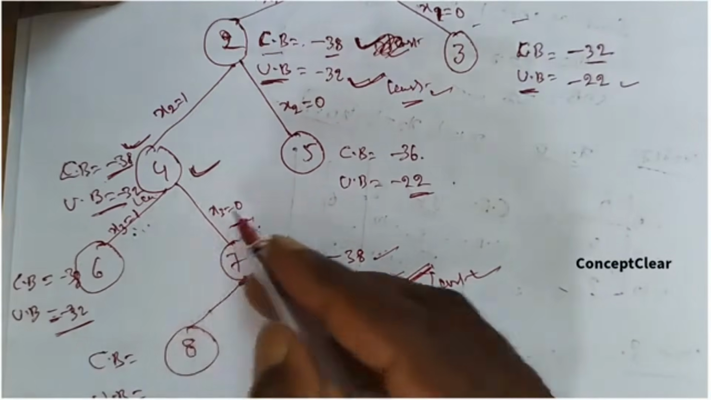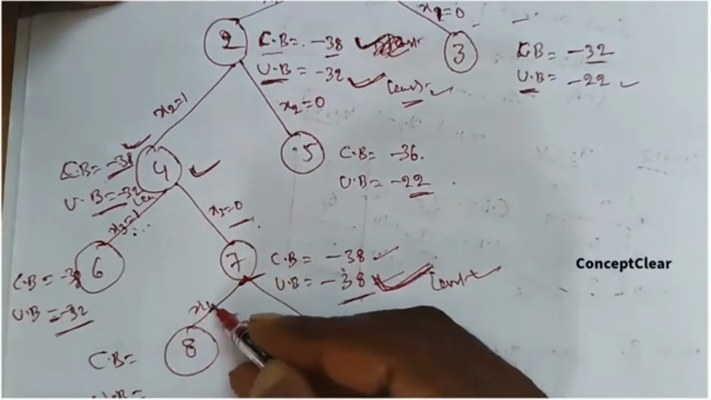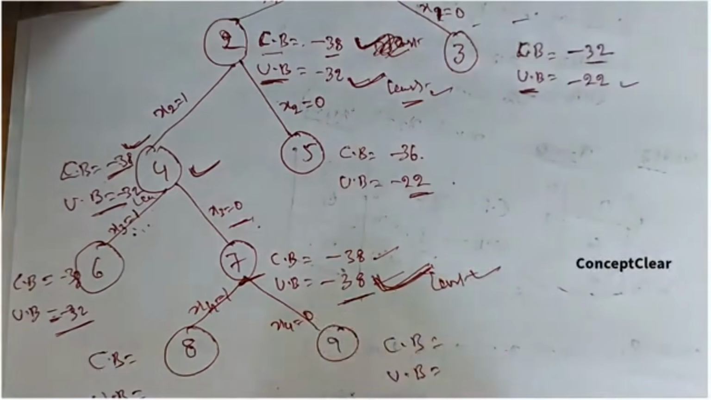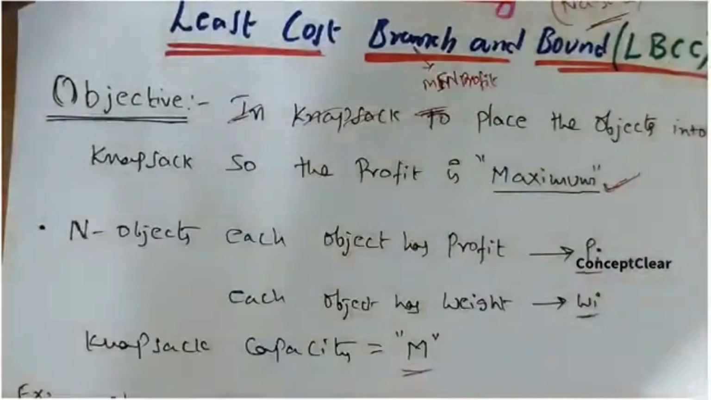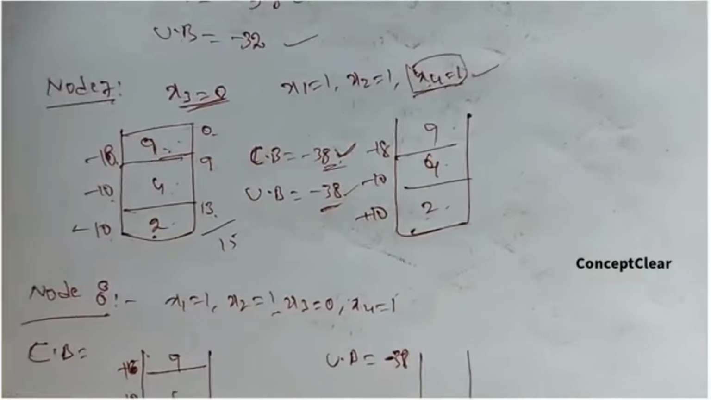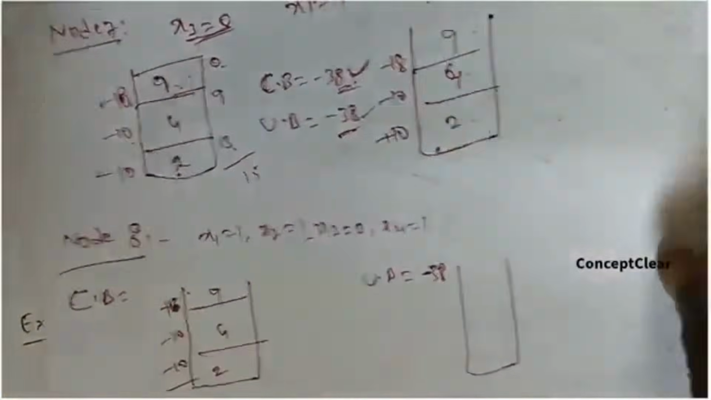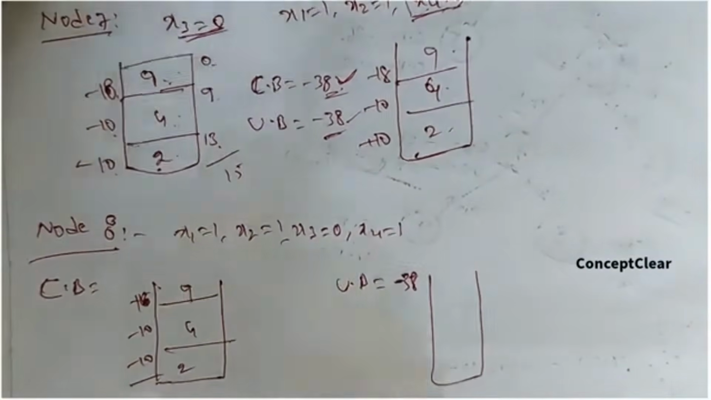So what is the 8 value? Here x3 equals 1, x3 equals 0. Here x4 equals 1, here x4 equals 0. If we are expanding, x4 equals 1 means we will get 8, x4 equals 0 means 9. Okay, what is the lower bound value here for 8? x4 equals 1 means we have to consider the fourth object.